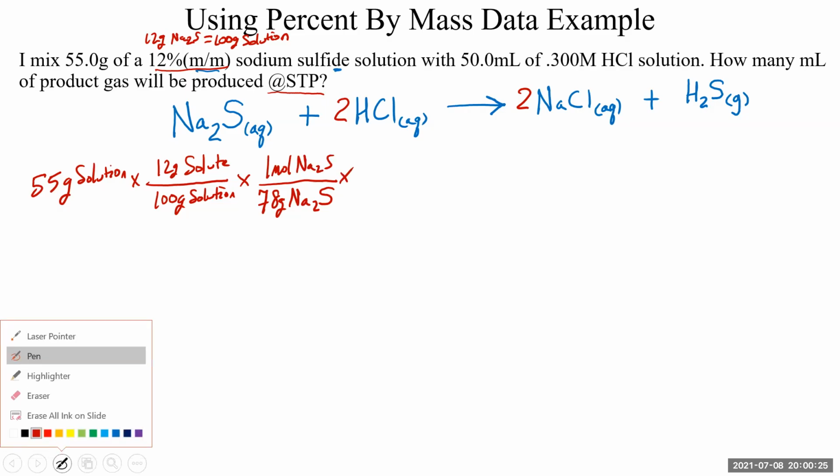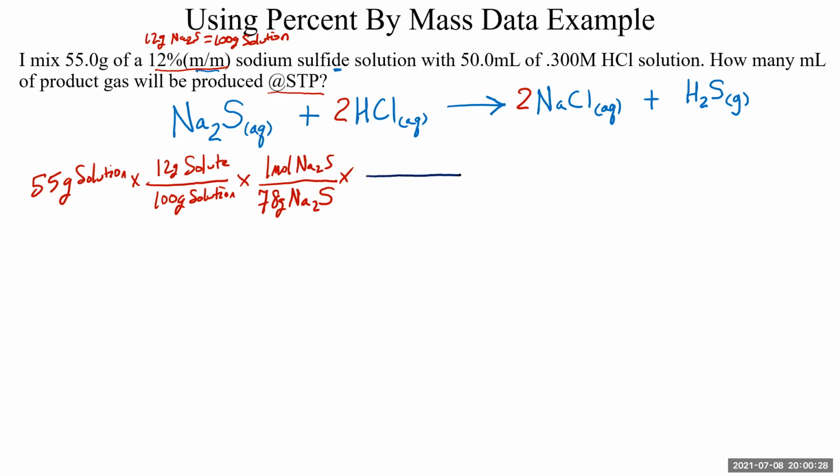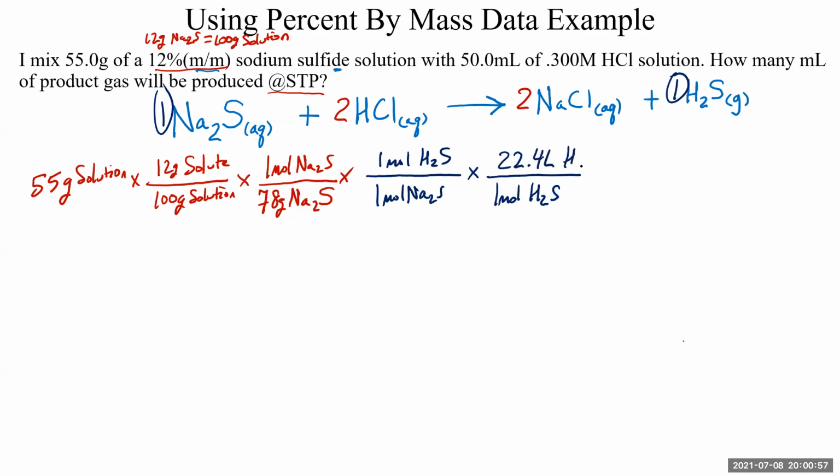And then, using the chemical equation, I know that it's a 1-to-1 ratio, 1 mole of sodium sulfide to every 1 mole of hydrogen sulfide gas. And because I know this is at STP, I know that every 1 mole of H2S gas is going to be exactly 22.4 liters of H2S gas. That's the at STP part of this. Again, if you don't remember that, that's okay. Just plug in your standard temperature, 273 Kelvin, and your standard pressure, 1 atmosphere, into the ideal gas law, and out will pop that 22.4 liters.